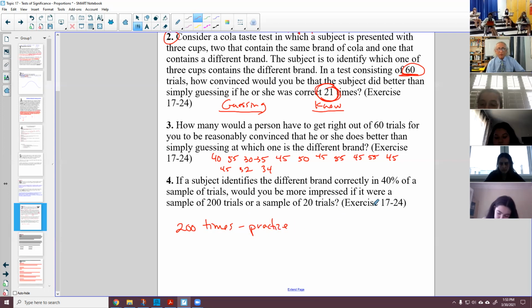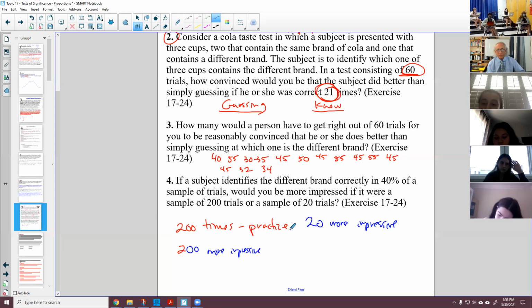That's an interesting thought. Anybody want to argue for 20? Wait, you said 20 times because of more practice with 200. You said 20 times would be more impressive. And anybody want to argue the other side, that 200 times is more impressive? Can I just add on to what Lexi said? Yeah, please go for it.